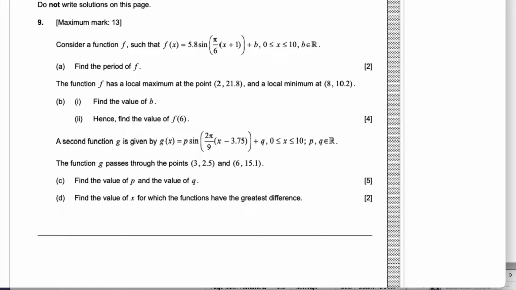So number 9, give it a read, attempt the problem, and pause the video. All right, so welcome back. Hopefully you were able to get started with this question relatively easily.